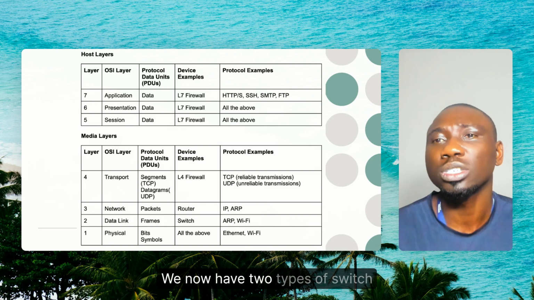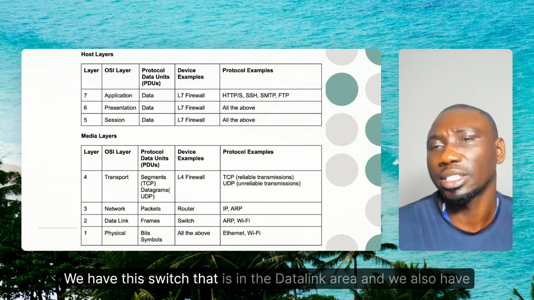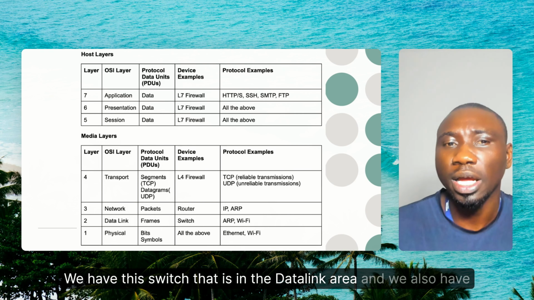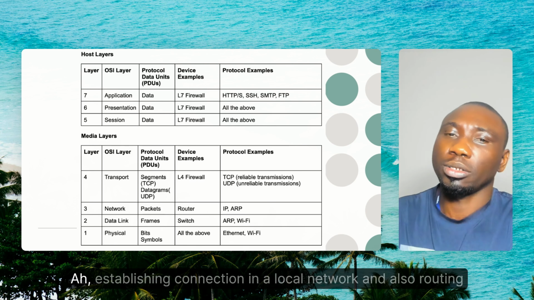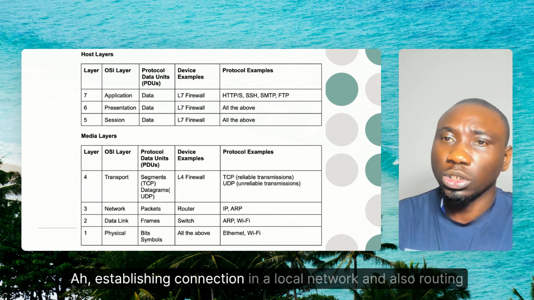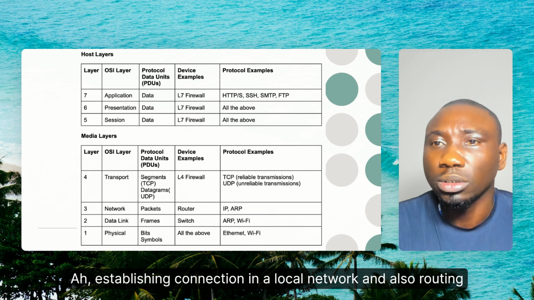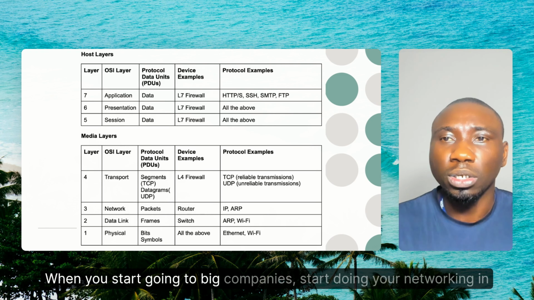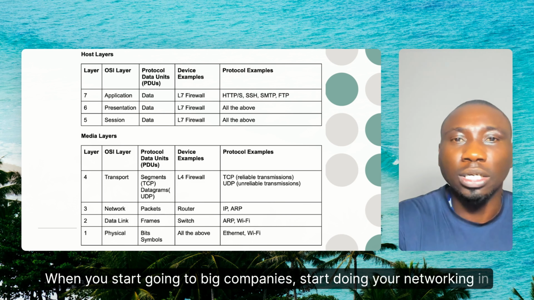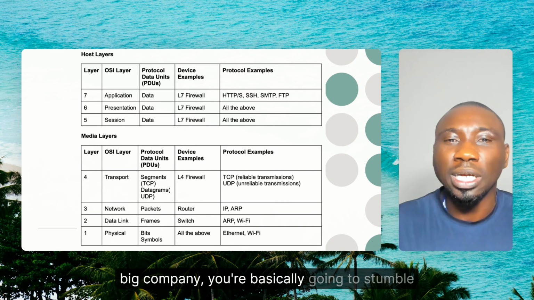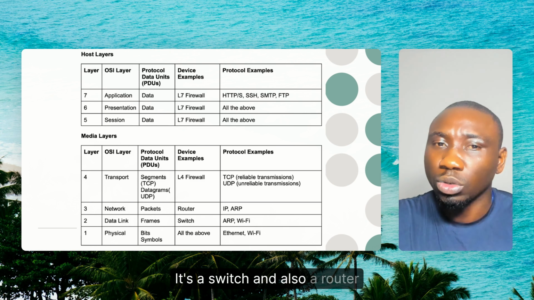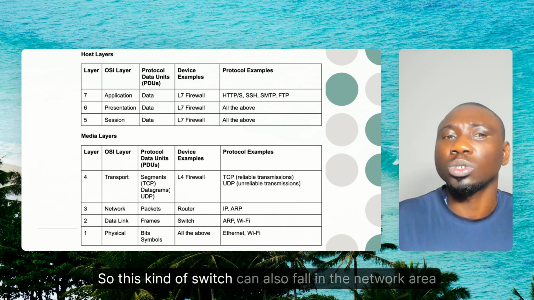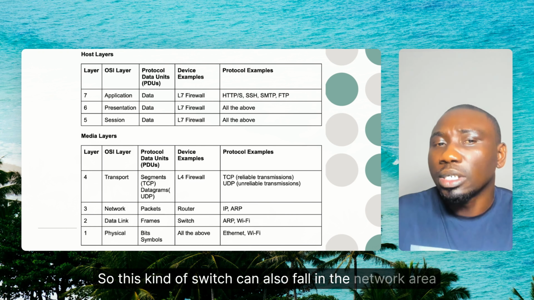We now have two types of switch. We have the switch that is in the data link layer, and we also have a switch that can do both: establishing connection in a local network and also routing. When you start going to big companies, start doing your networking in a big company, you are basically going to stumble on a lot of switches that have to do with this. It's a switch and also a router.